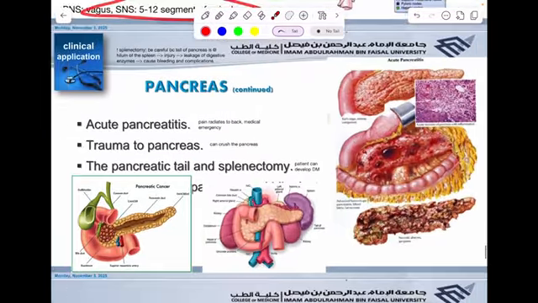المهم نجي للclinical applications. هنا we have acute pancreatitis. هنا the pain is going to radiate to the back, as we mentioned, and it's a medical emergency. If we have trauma to the pancreas, it can crush the pancreas. وبعدين if we have مثلا a surgery on the pancreatic tail or a splenectomy, a splenectomy can affect the pancreatic tail. فمثلا the patient can develop diabetes.